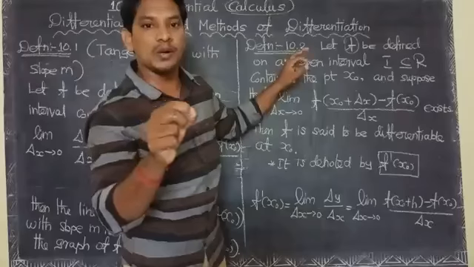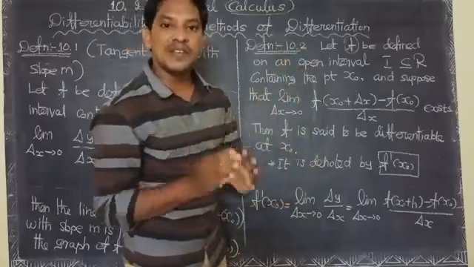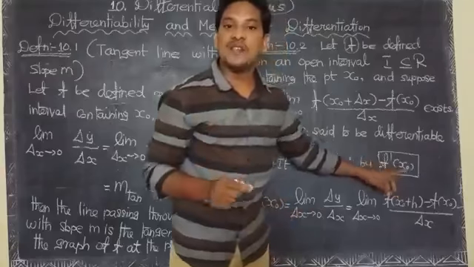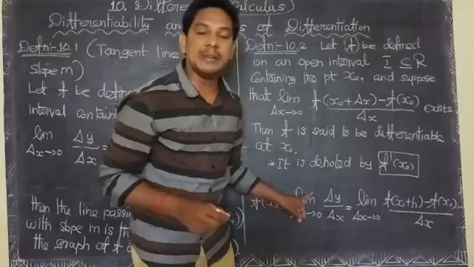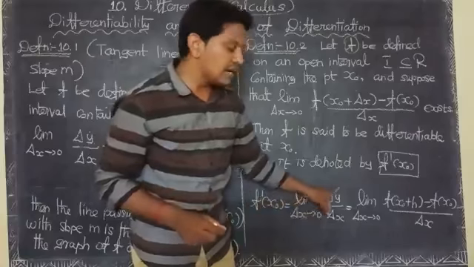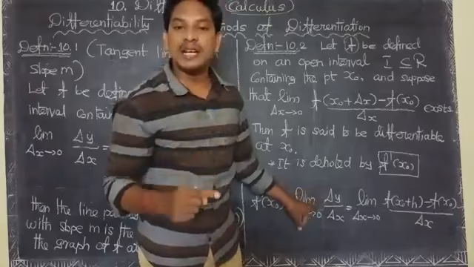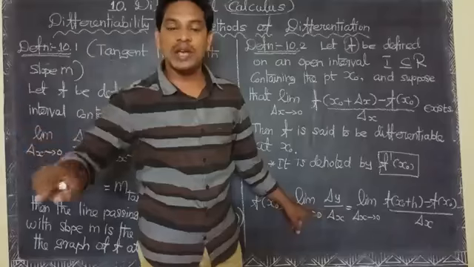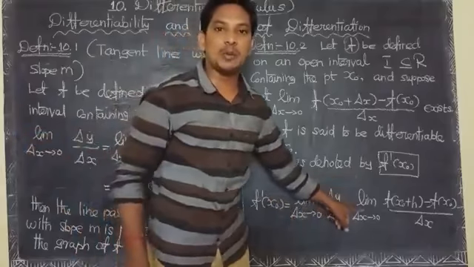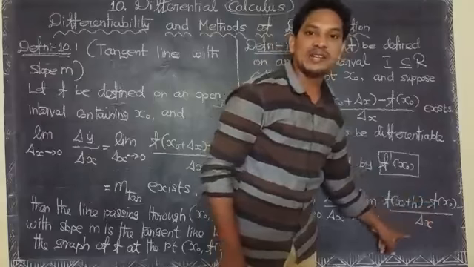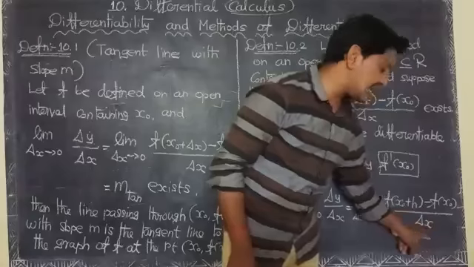It is denoted by f dash of x naught, which is equal to the limit as del x approaches 0 of del y divided by del x, meaning change in y divided by change in x. This is equal to the limit as del x approaches 0 of f of x naught plus h minus f of x naught divided by del x, which is h.